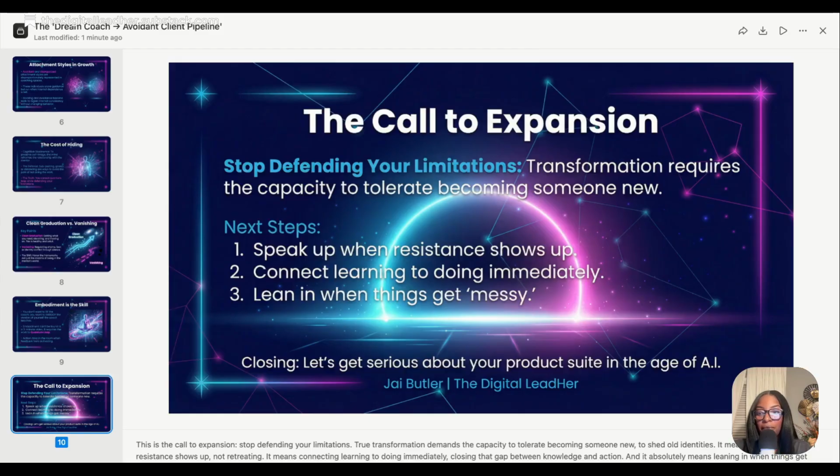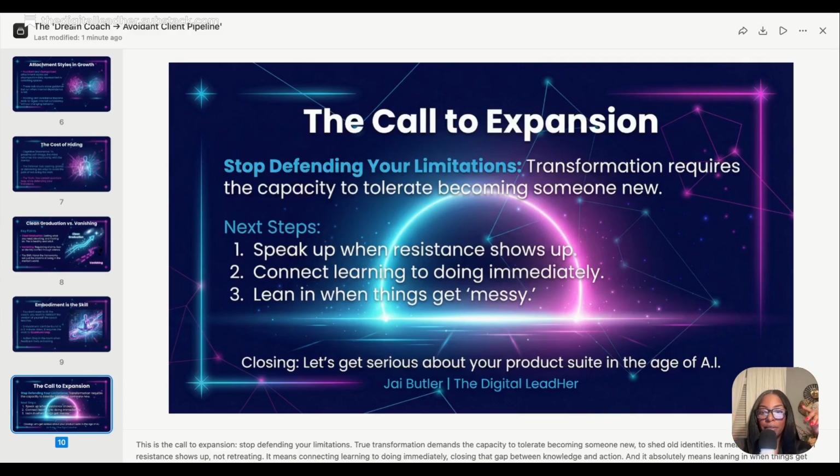Laura said, I recently read people aren't afraid of the dark. They're afraid of what's in the room with them. Oof. It's very applicable to the shadow work. Absolutely. Absolutely. So stop defending your limitations. Okay. Stop defending your limitations.